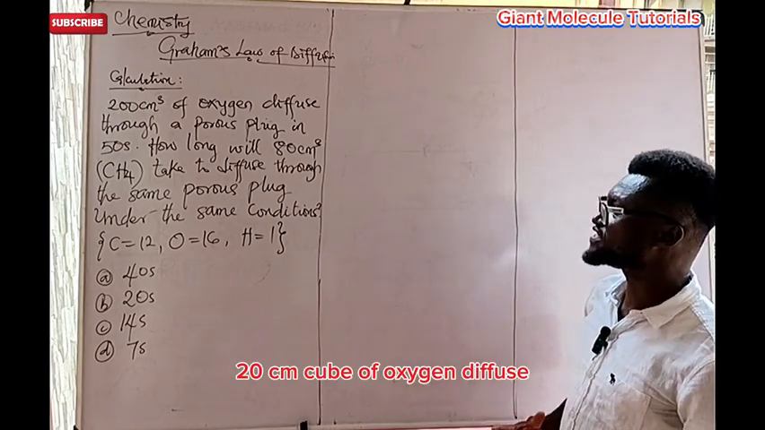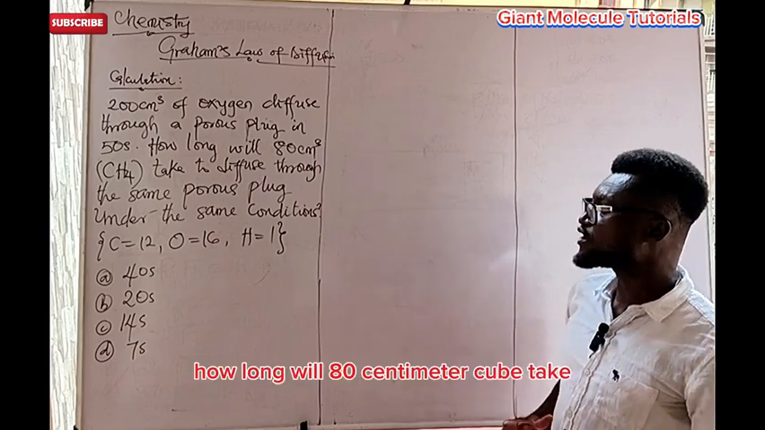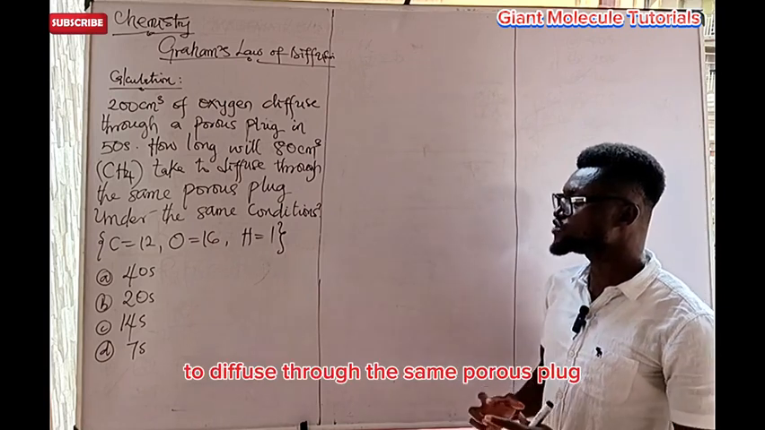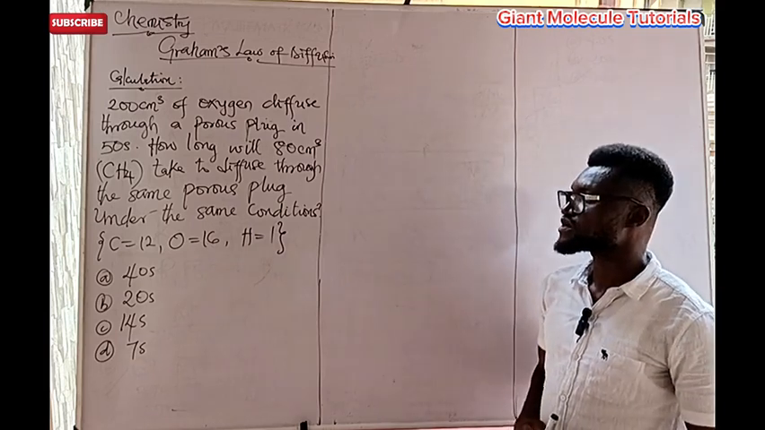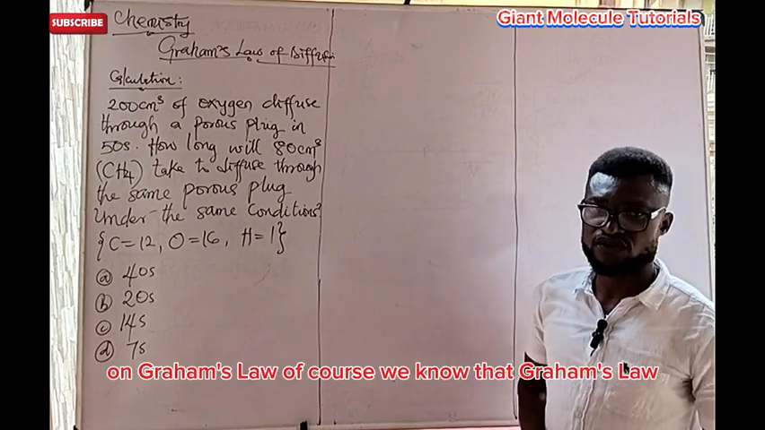20 cm cube of oxygen diffused through a porous plug in 50 seconds. How long will 80 centimeter cube take to diffuse through the same porous plug under the same conditions? Now, before we solve this, let's highlight Graham's law.